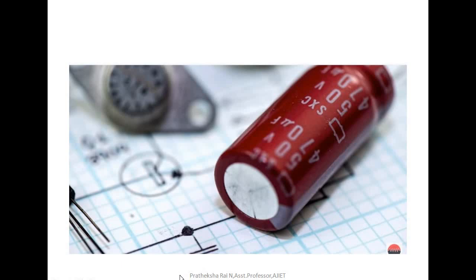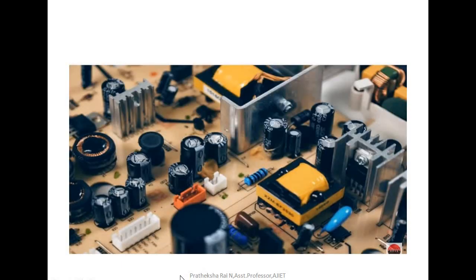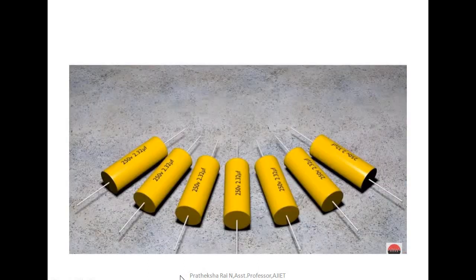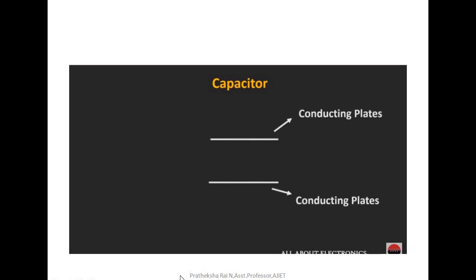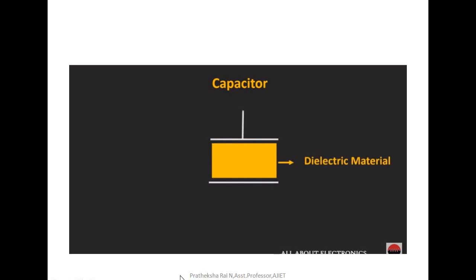The capacitor is an essential component of any circuit design, and in fact, after the resistor, it is the second most used passive component in circuits. These capacitors are available in various sizes and shapes, but the basic function of any capacitor is to store electrical energy. In this video, let us understand how a capacitor works and how the energy is stored across it. A capacitor consists of two conducting plates which are separated by a dielectric material.